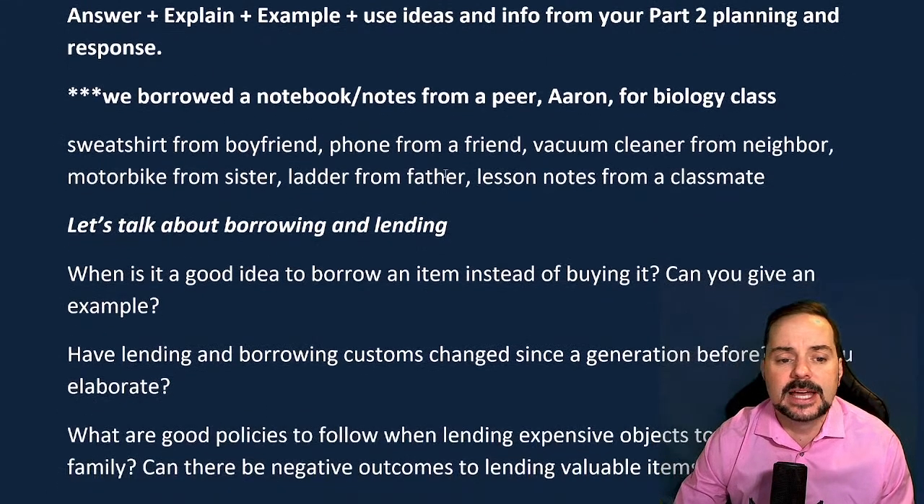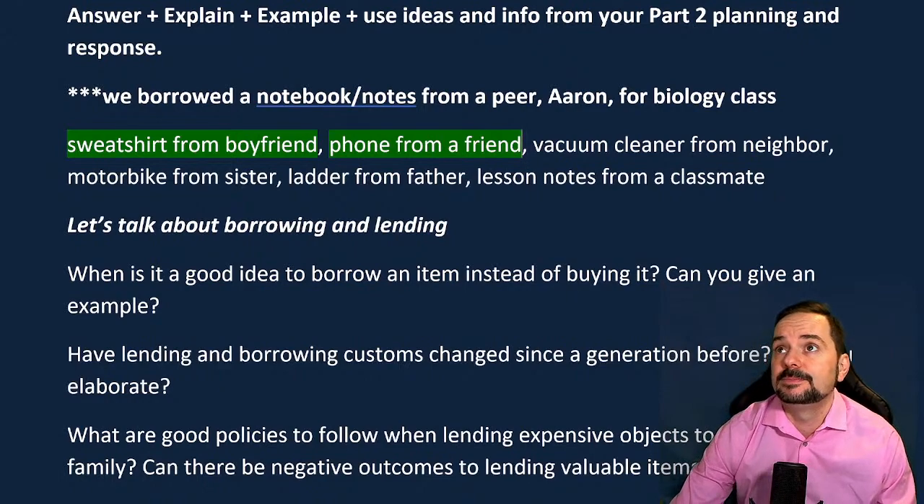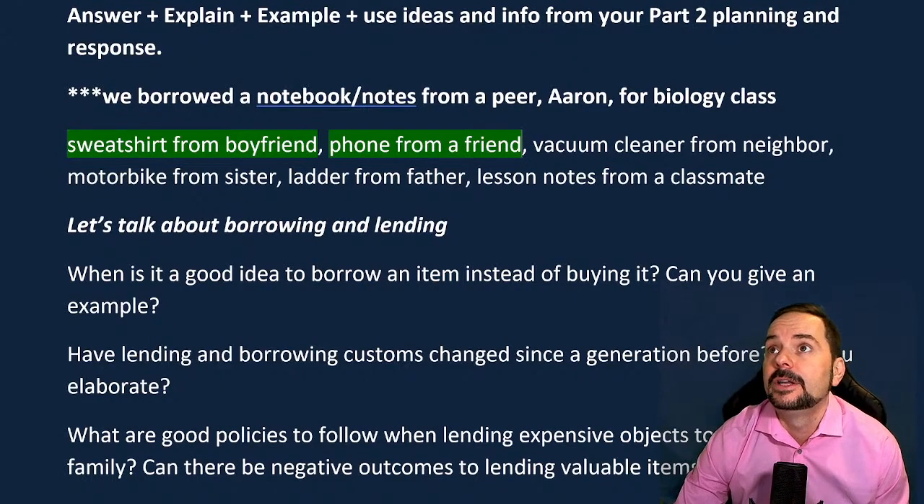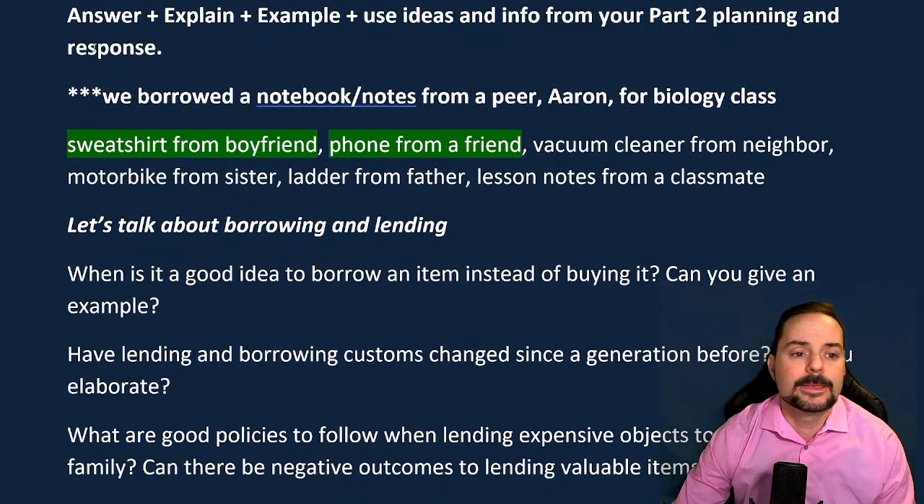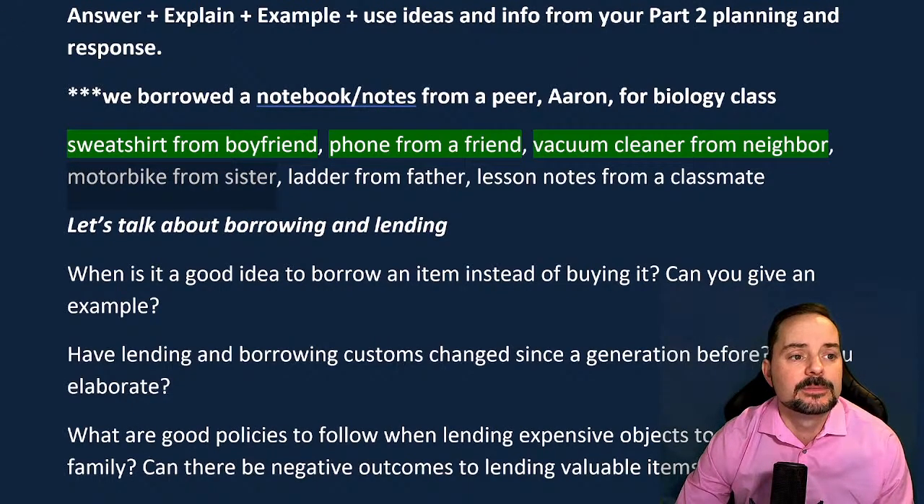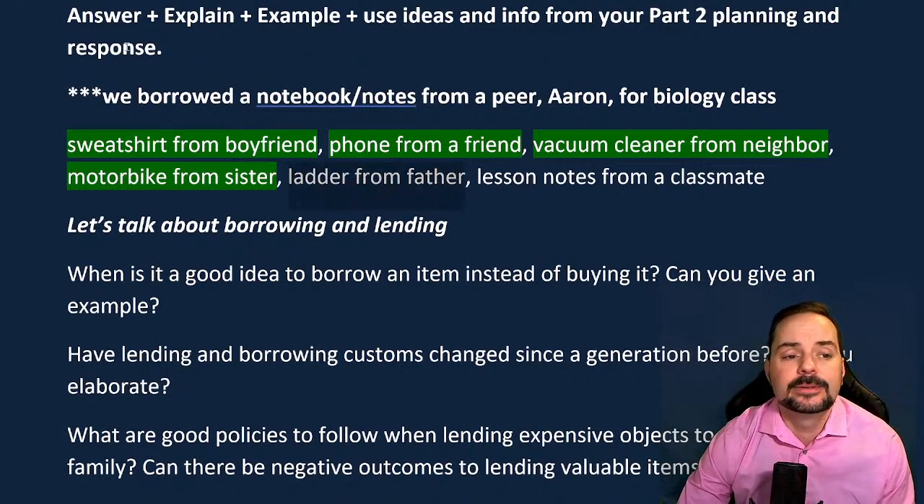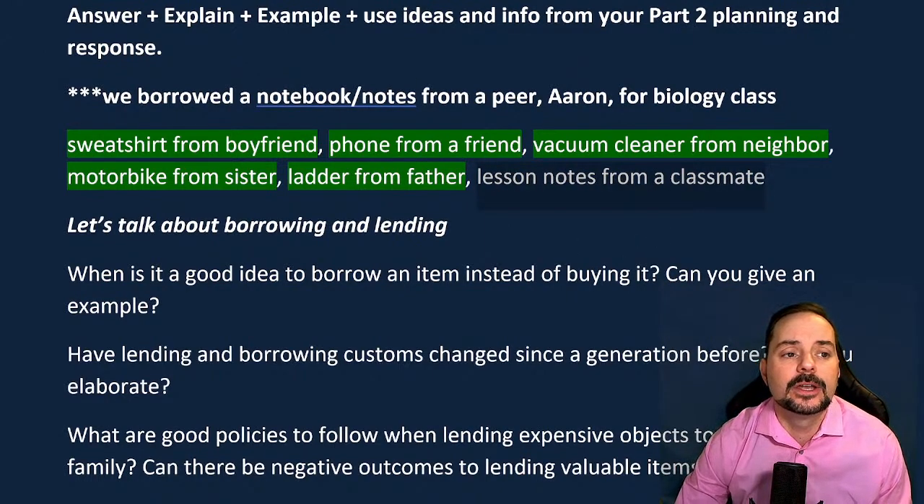The students in the last class said that we could borrow a sweatshirt from a boyfriend, some clothing, right? A phone from a friend, so maybe some kind of digital device. Hi Bahora, hi Islam Job. Maybe a vacuum cleaner, so some kind of home appliance from a neighbor. You could borrow some kind of transportation device like a motorbike from a sister, a bike, or a car from an uncle, some kind of tool, a ladder from your dad, maybe a hammer, or something for work or school like notes for school, right?